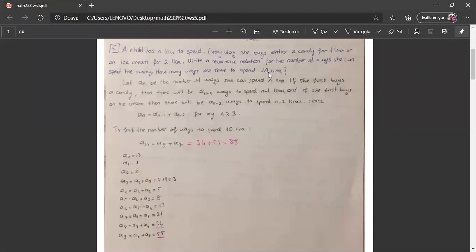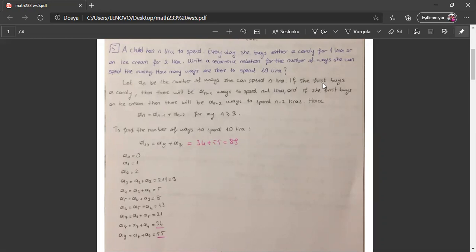For the second part of the question, she will have 10 lira. By putting this 10 into this relation, we will find the number of ways that she can spend that money. Now first we will find this relation. So here we have a sub n. We consider it as the number of ways that she can spend n lira, okay?